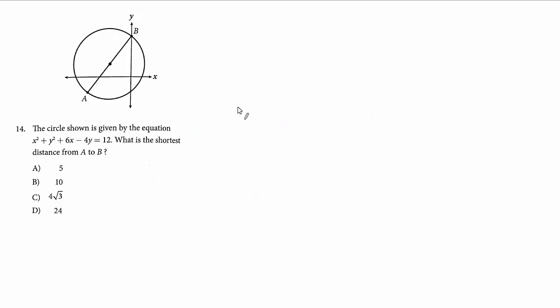14. The circle shown is given by the equation x squared plus y squared plus 6x minus 4y equals 12. What's the shortest distance from A to B? A to B is a diameter. If we put in the equation a circle, we can find the radius. So let's write the x terms together, x squared plus 6x, and then leave yourself a space, and then plus y squared minus 4y, and again leave yourself a space, and that equals 12.